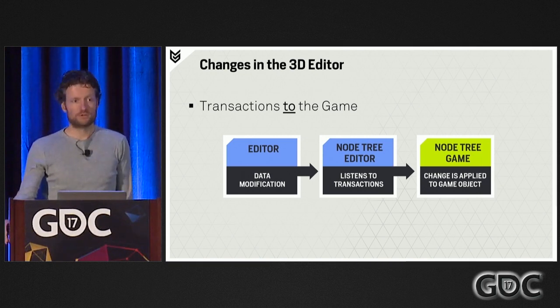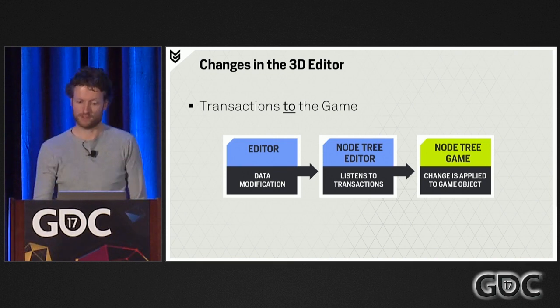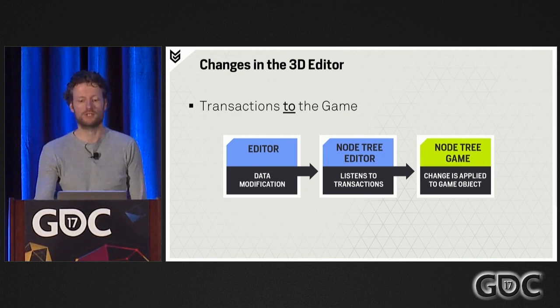So let's map this onto everything I explained about the 3D editor before. When we make a data change in the editor, it results in the transaction being broadcast. The editor node tree living in the editor listens for these changes and picks up this change. It determines which node in the tree is affected by the change and sends this information to the game along with the data change itself. The corresponding editor node in the game then receives the change and modifies the game object, thereby completing the edit.